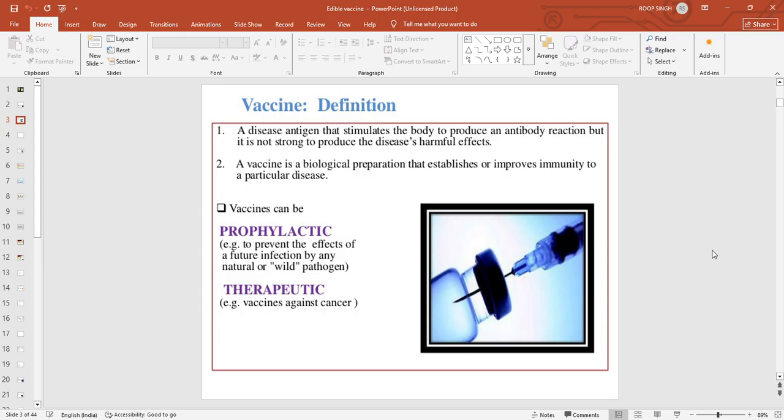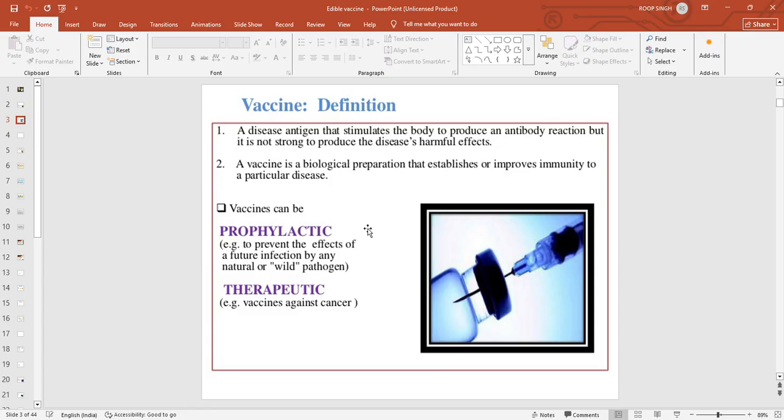A disease antigen stimulates the body to produce an antibody reaction but is not strong enough to produce the harmful effects of the disease. So it will induce an immune response, but it won't cause the disease. So that's a vaccine. A vaccine is a biological preparation that establishes or improves immunity to a particular disease.